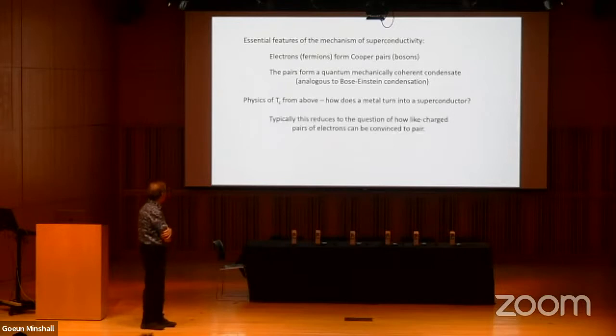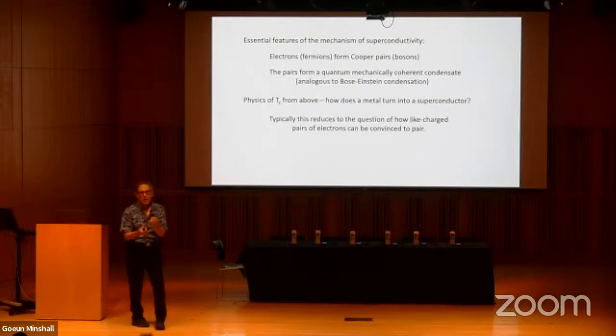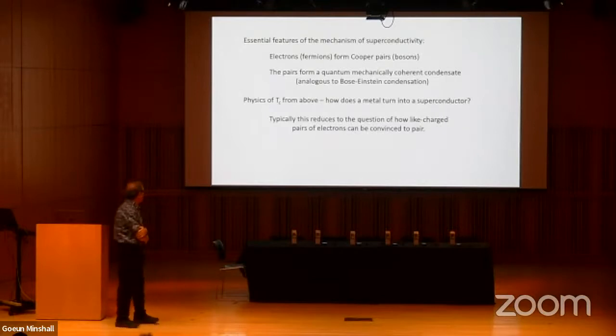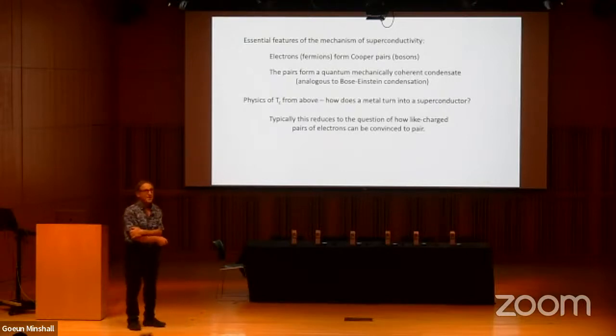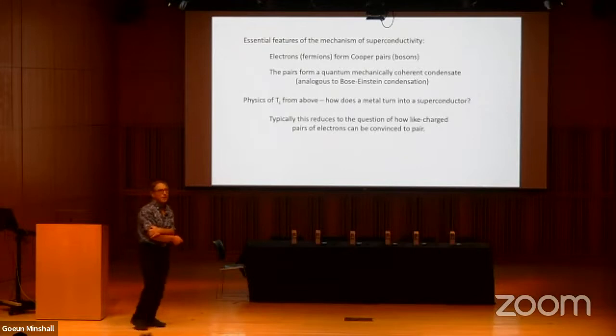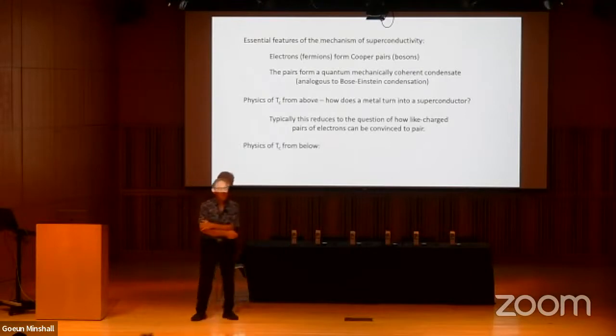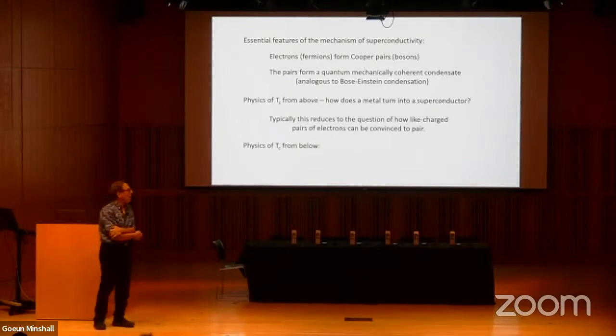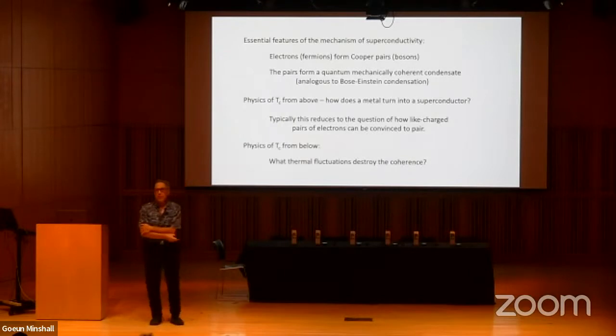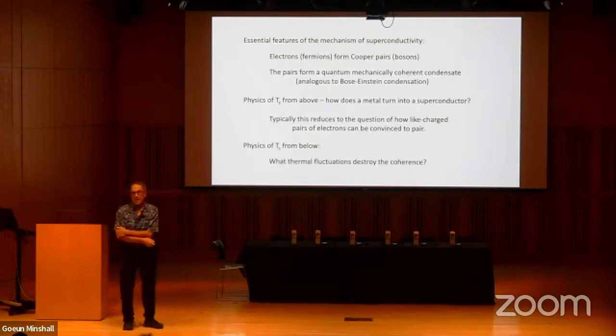Typically the essential problem you're trying to address here is, how do you convince electrons, which are after all like charged objects and so repel each other very strongly, that they should form pairs of any sort? And this was the brilliance of the BCS theory, that they figured out a very generic collective way that this could happen. I'm going to approach the problem in a different way. I'm going to start in the superconducting ground state and ask what classes of thermal fluctuations destroy this coherent state.